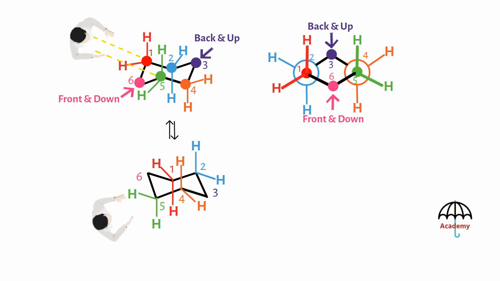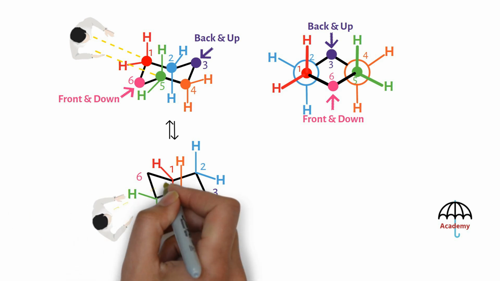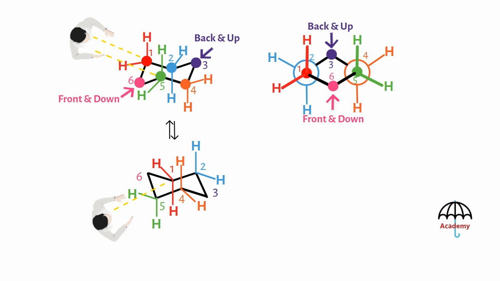To draw the Newman projection, we can look through the C1-C2 bond. Mark C1 by red dot and C2 by blue color dot. Front carbon C1 is drawn as red dot. Back carbon C2 as blue circle.